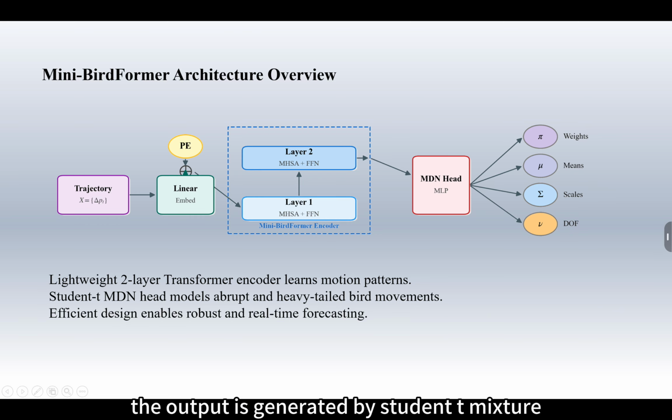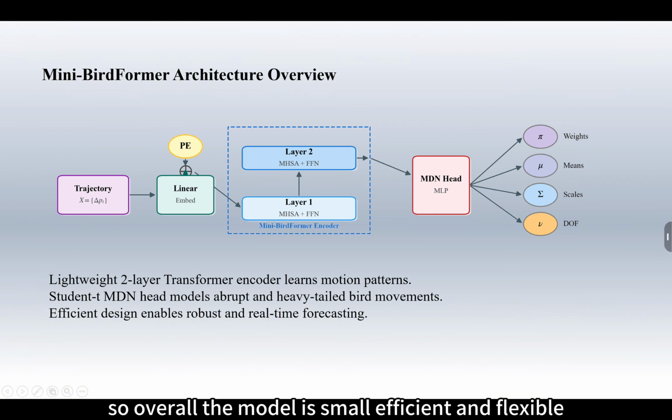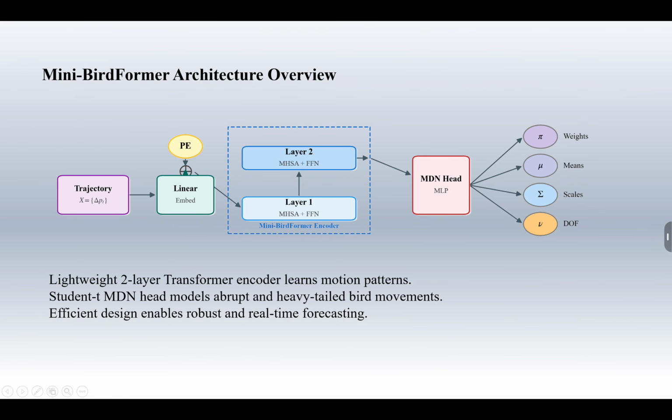The output is generated by a Student-t mixture density network head, which handles sudden or heavy-tail movements much better than a Gaussian distribution. This makes the prediction stable even when the input has noise. So overall, the model is small, efficient, and flexible enough to capture flock behavior.